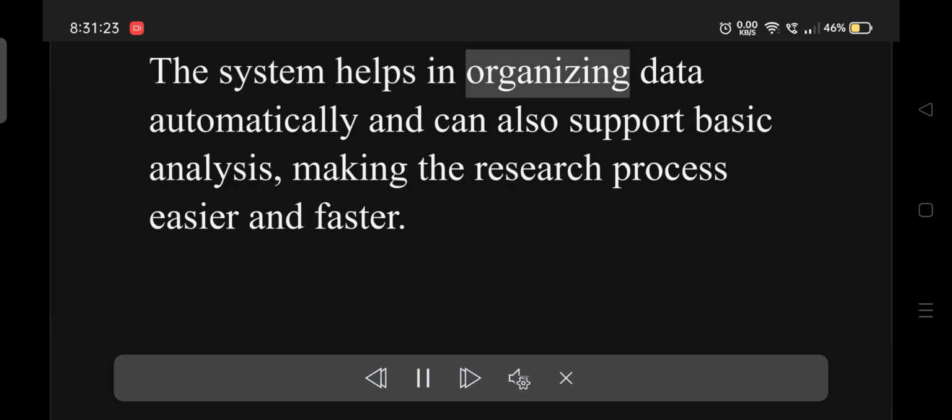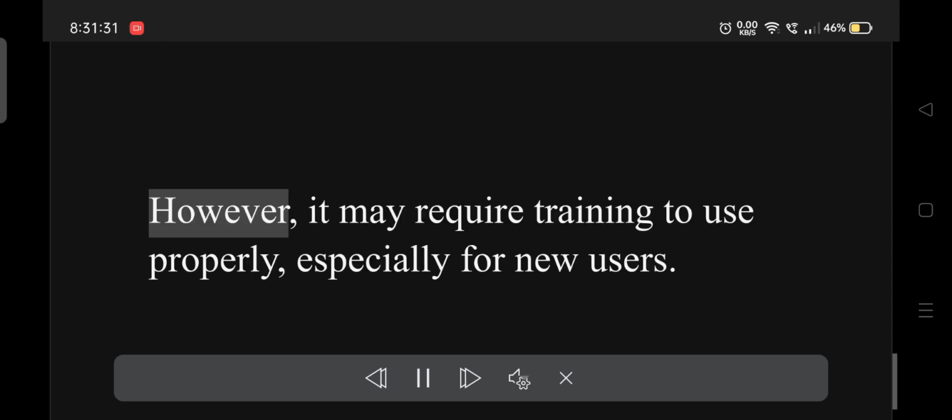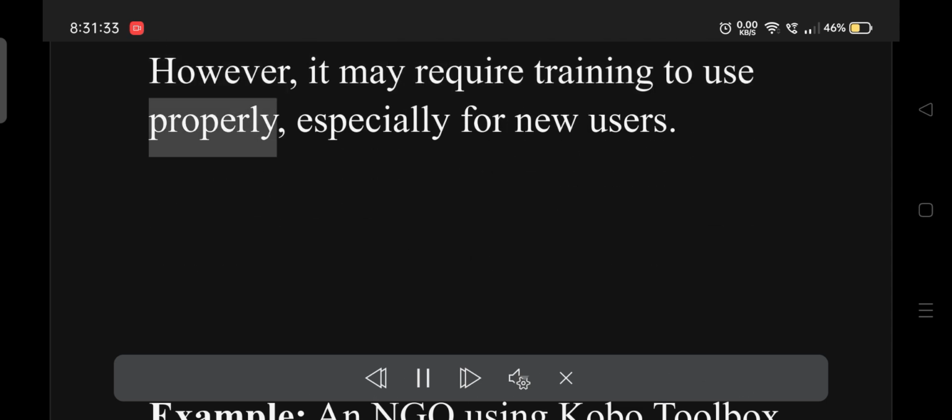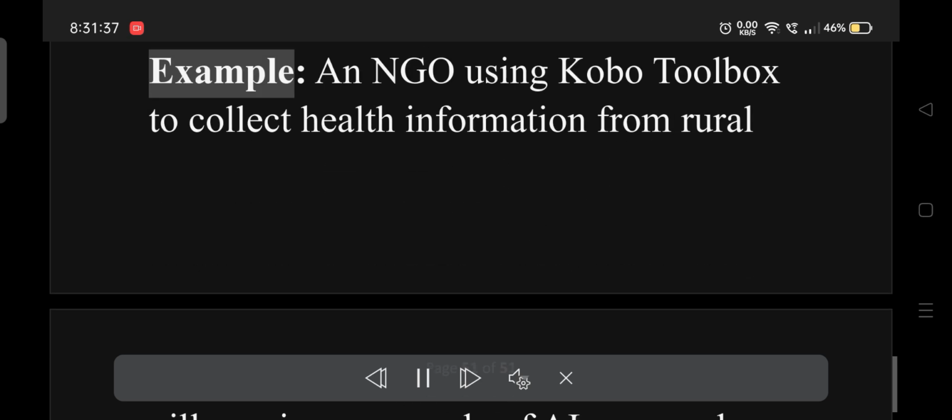The system helps in organizing data automatically and can also support basic analysis, making the research process easier and faster. However, it may require training to use properly, especially for new users. Example: an NGO using Kobo Toolbox to collect health information from rural villages is an example of AI-powered data collection.